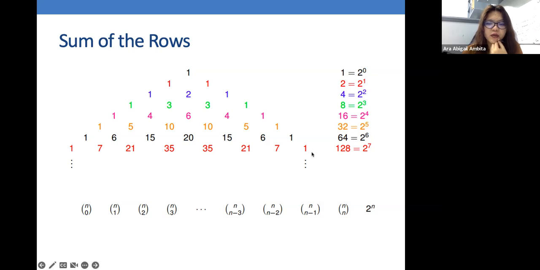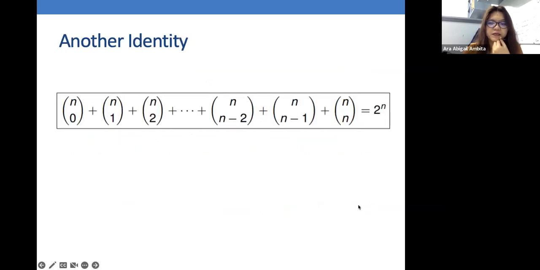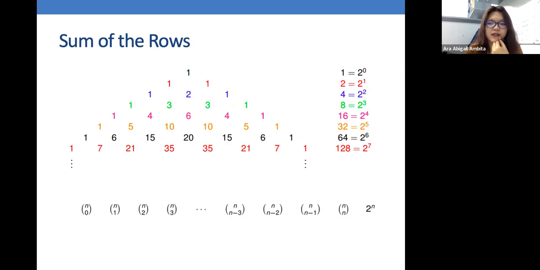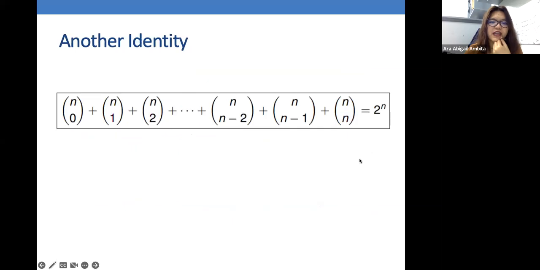Okay, so we can then say that the sum of a certain row, n taken 0 until n taken n, is equal to 2 raised to n. So if we have, let's say n is 7, that would be 7 taken 0 until 7 taken 7, and that would be equivalent to 2 raised to 7.